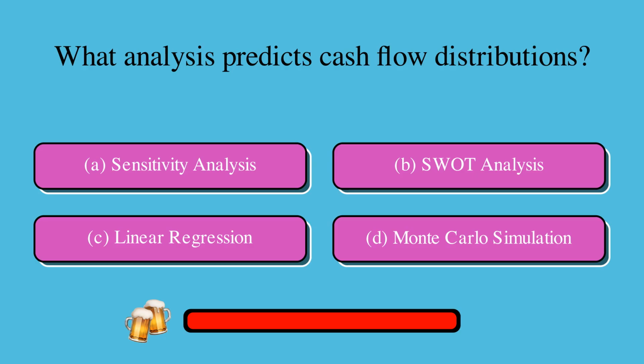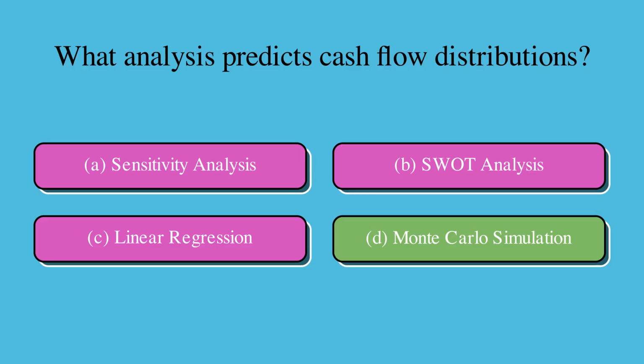What analysis predicts cash flow distributions? Is it A, sensitivity analysis, B, SWOT analysis, C, linear regression, or D, Monte Carlo simulation? The correct answer is D, Monte Carlo simulation.